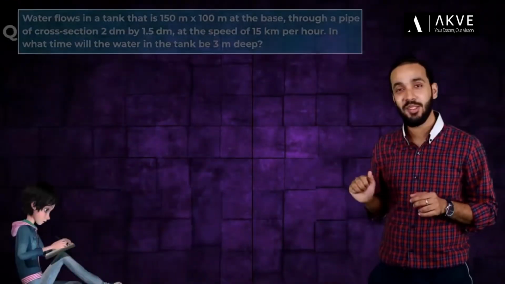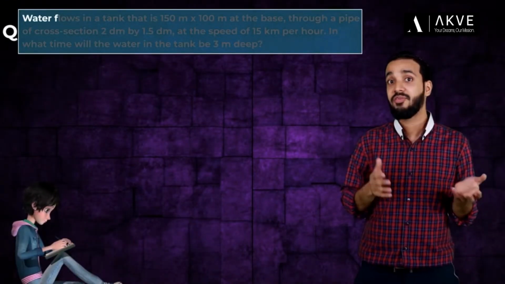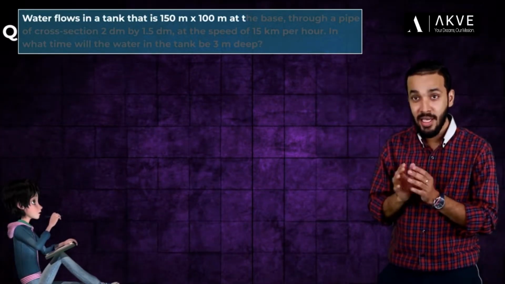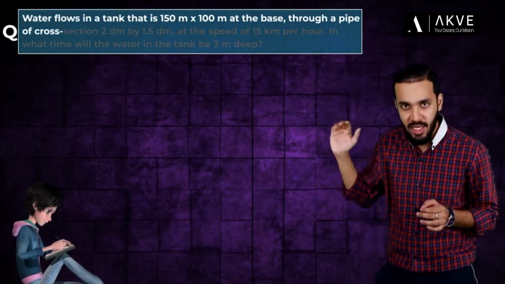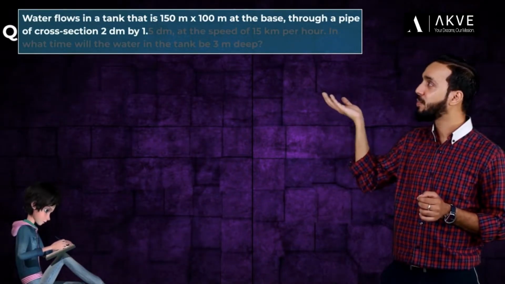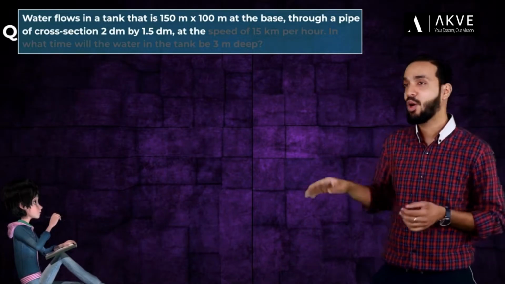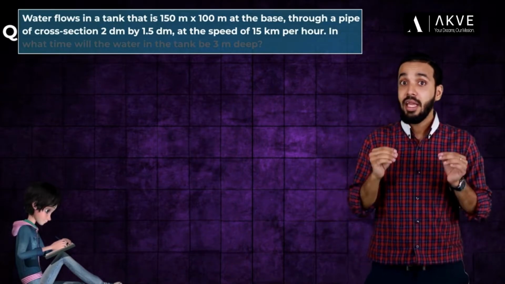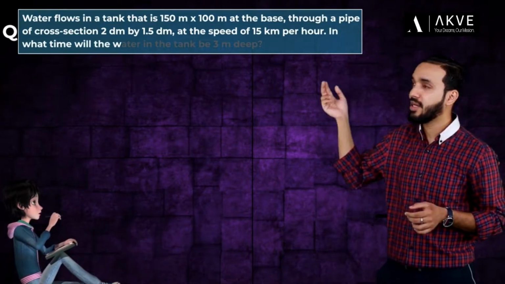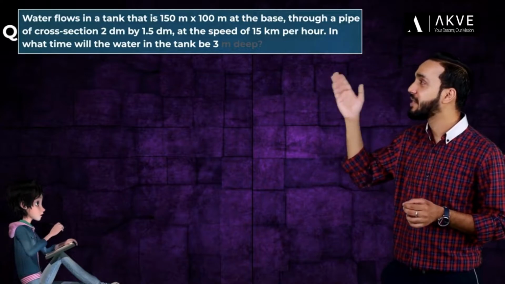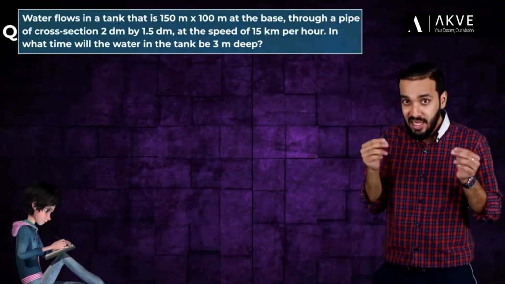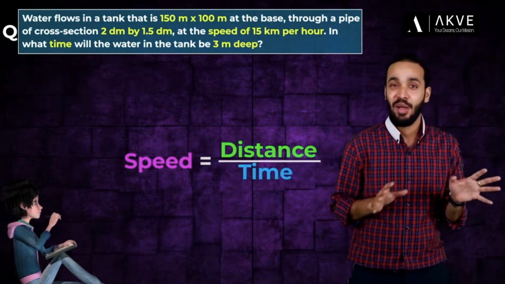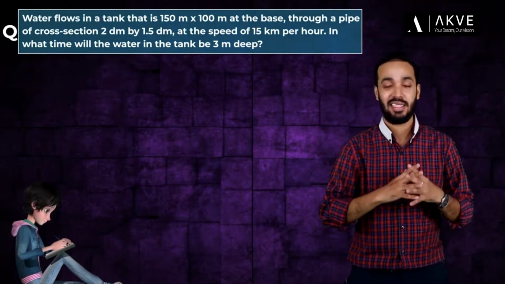So, here's the question. It states that water flows in a tank that's 150 meters by 100 meters at the base through a pipe of cross-section 2 decimeters by 1.5 decimeters at the speed of 15 kilometers per hour. And we need to find in what time the water in the tank will be 3 meters deep. See, doesn't it look like a question of speed, distance and time? I told you. So, let's break it down to understand.